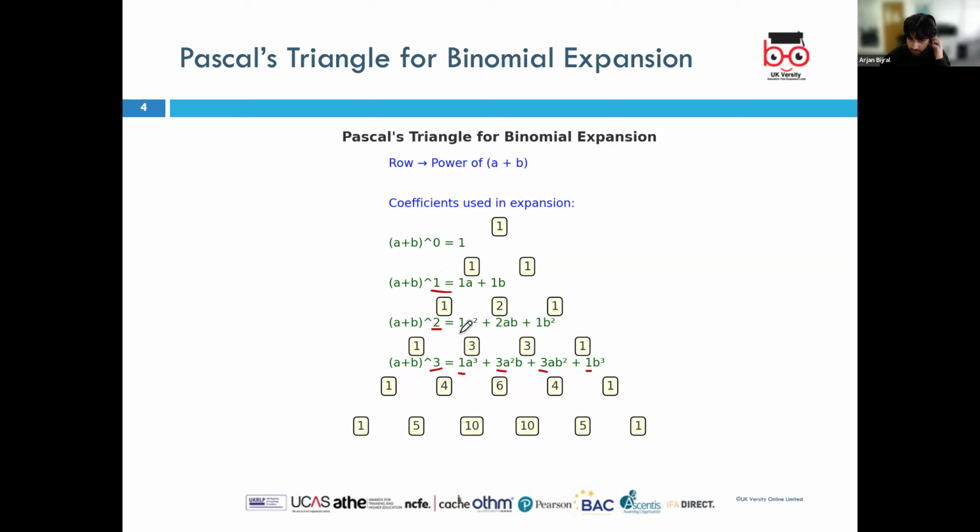The triangle just helps you say, okay, I always know I'm going to have 1A to the highest power, and then 3 of the second value, and then 3 of the second value, and then another one. I'll skip this. I think it's confusing.